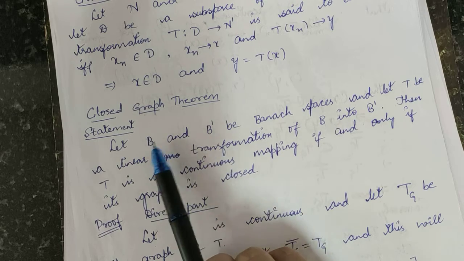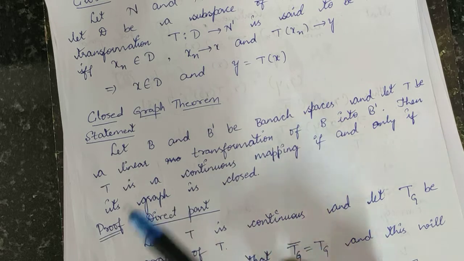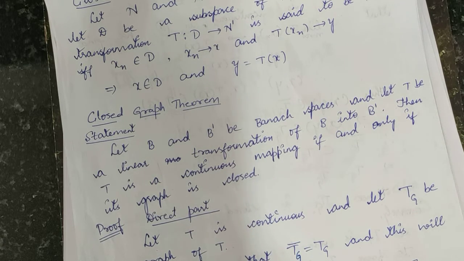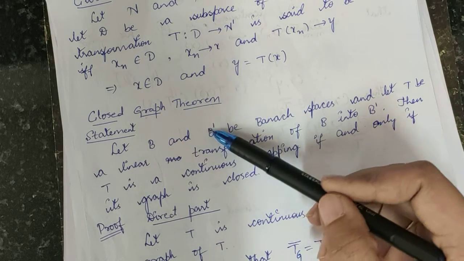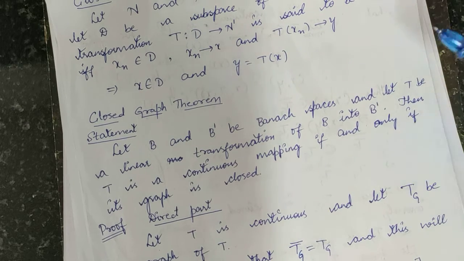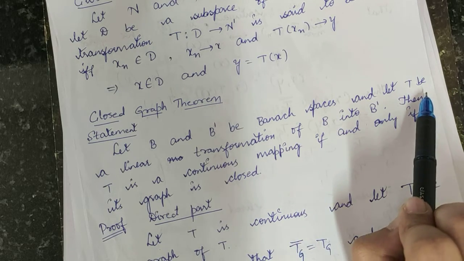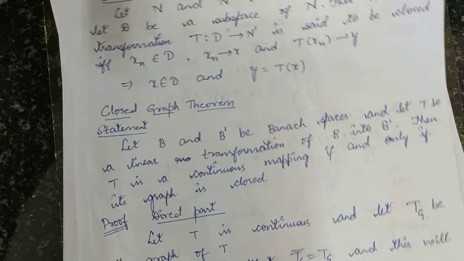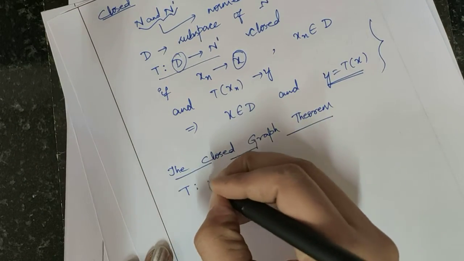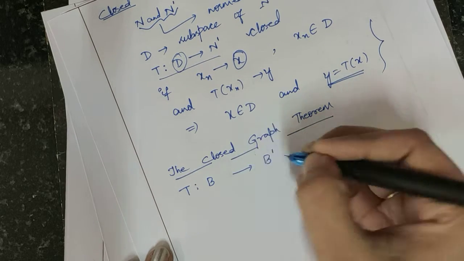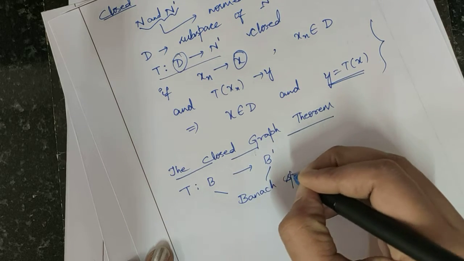So we have two Banach spaces, B and B prime, or you can just say that N and N prime are normed linear spaces. Since it is a Banach space, it is also a normed linear space, right? I can say that B and B prime are normed linear spaces as well as Banach spaces. So B and B prime are two Banach spaces and the transformation is from B into B prime. That means we can define T from B to B prime, where B and B prime are Banach spaces.